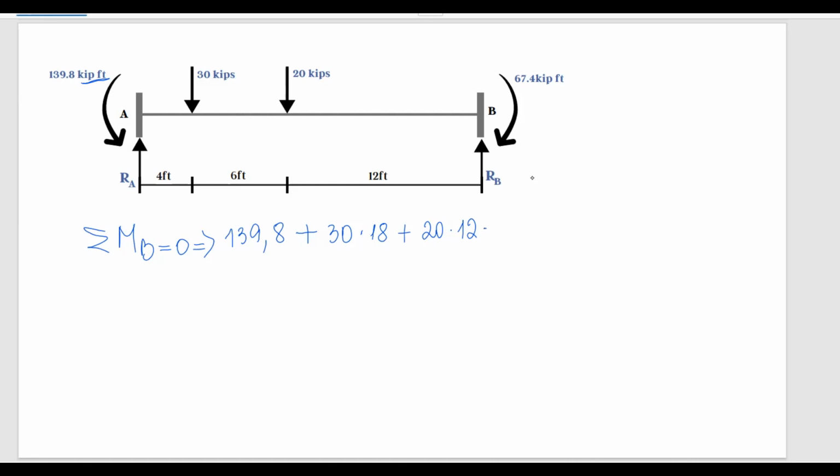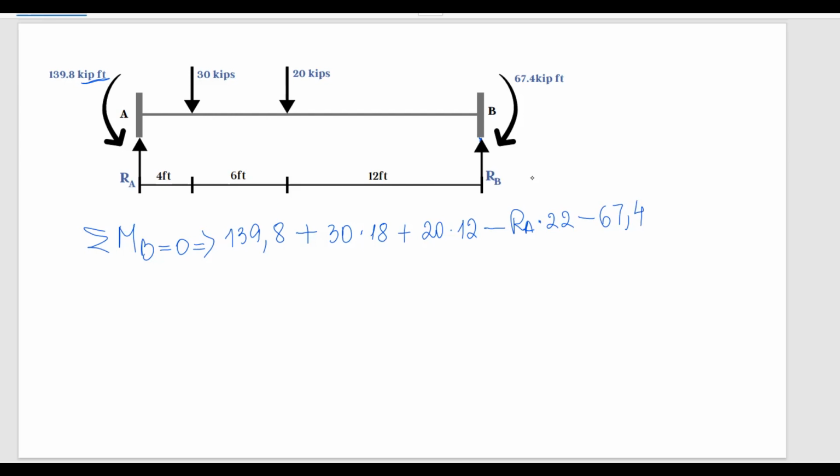Next, I'm going to go and use RA, which is counterclockwise, or add RA. And the arm for RA is the entire length of the beam, right? Because we are taking the moment about point B. So the length of the beam is 22 feet. And minus, we have this moment at support B, and the value for this moment is 67.4.